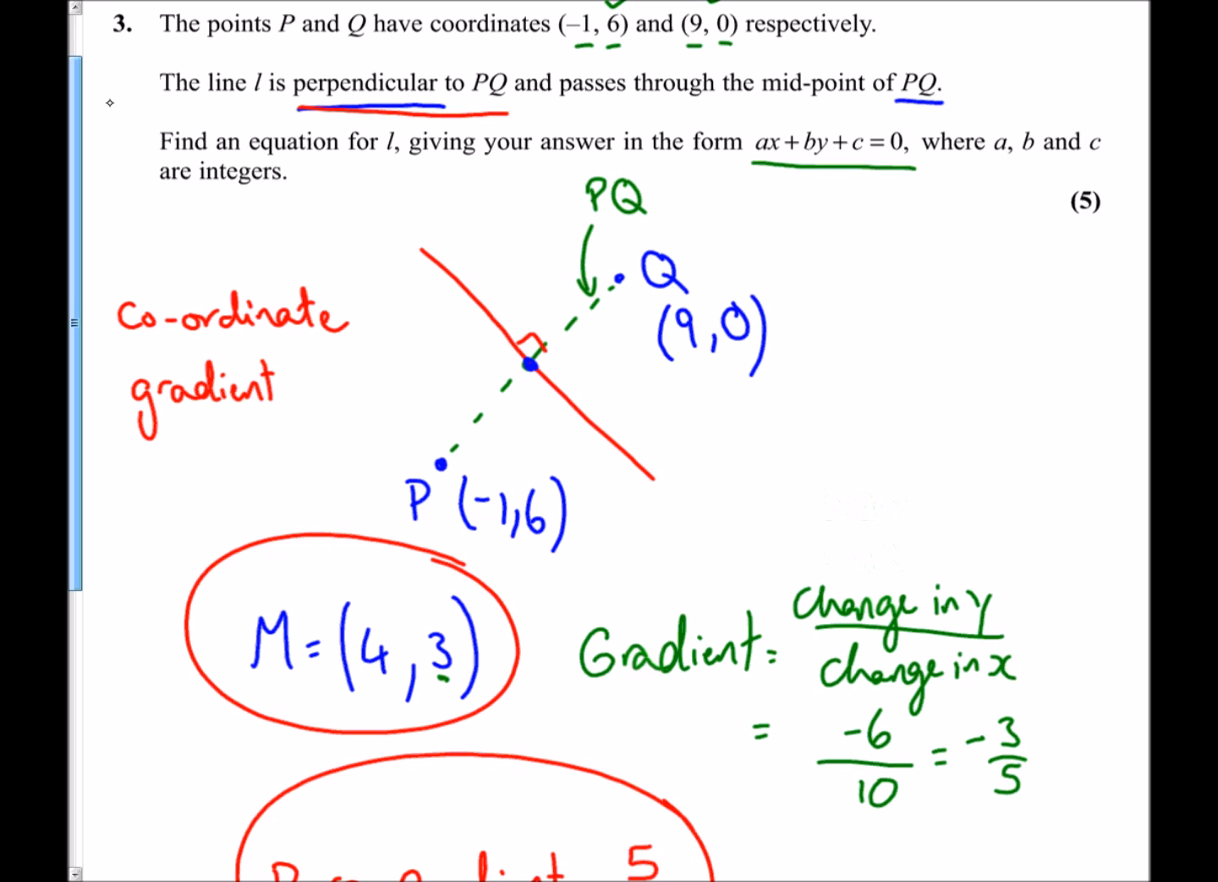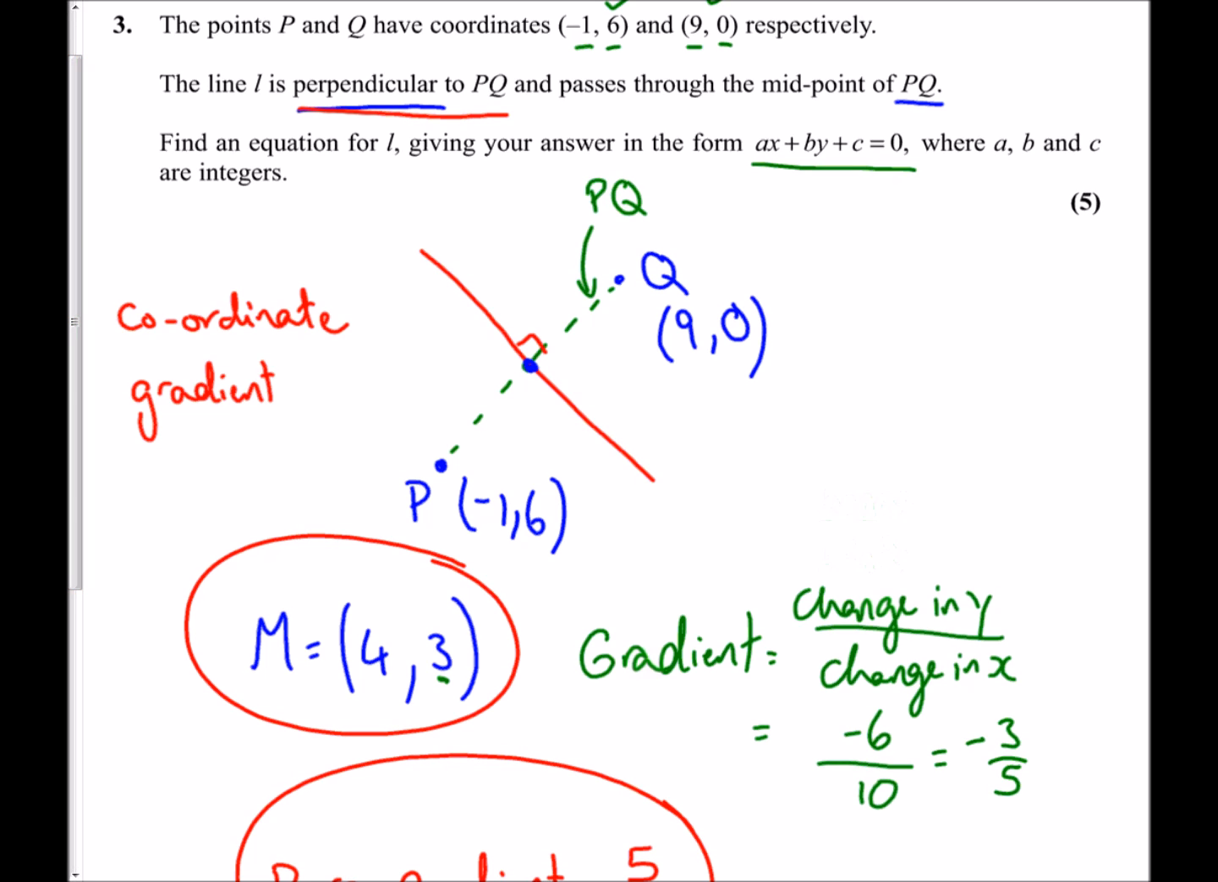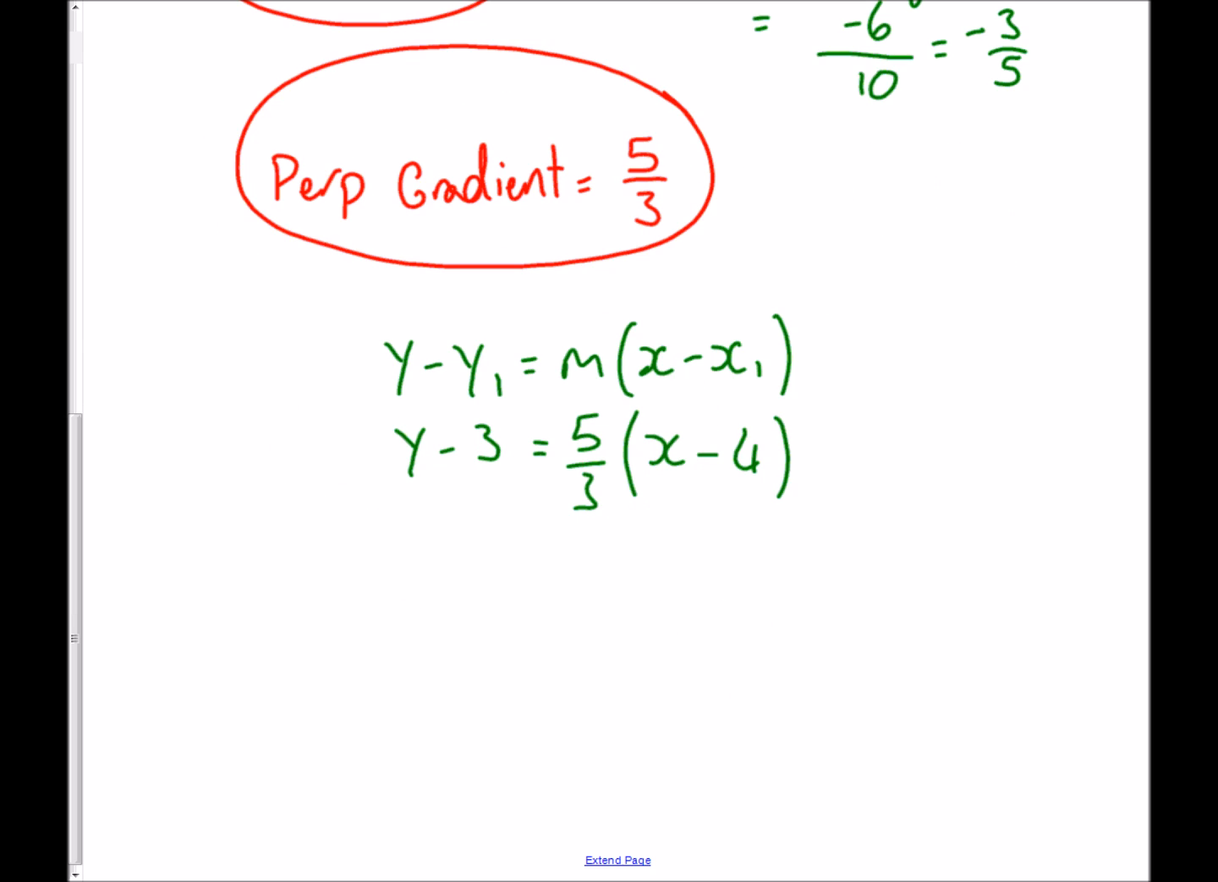Now, we've got the equation of a line, but we don't have it in the form ax plus by plus c equals 0, and we need a, b, and c to all be integers. So because we need them all to be integers, I'm going to get rid of my fraction first, and I'm going to do that by multiplying everything by 3. So I'm going to get 3 times y is 3y, 3 times minus 3 is minus 9, 3 times 5/3 is 5, and then the brackets is multiplied by 3 because we've times the bit at the front by 3. Now I'm just going to expand my brackets, so I get 3y minus 9 equals 5x minus 20.